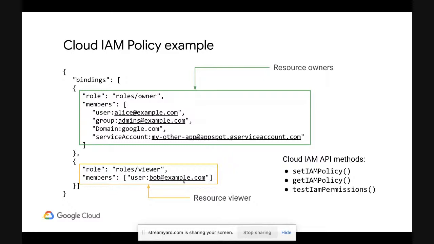This is the role, this is the members, and this is the API method. So I've got what we call setIamPolicy. This allows you to set those policies on your resources. You've got getIamPolicy, which allows you to get the policy that was previously set. So I can see what is already applied, or I can do what is called testIamPermissions. It allows you to test whether the caller has the specified permissions on a resource or not.